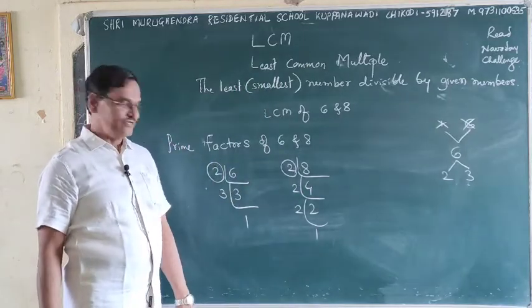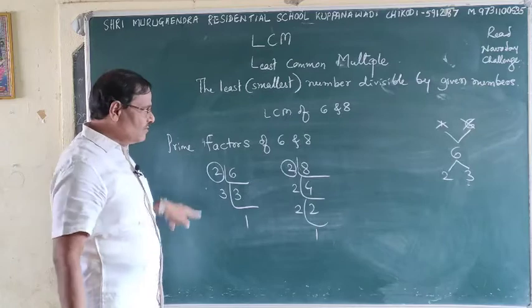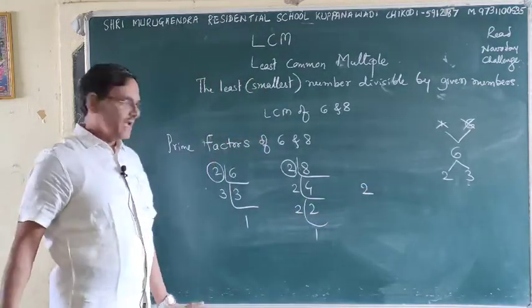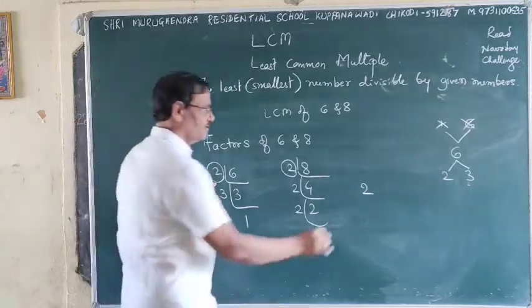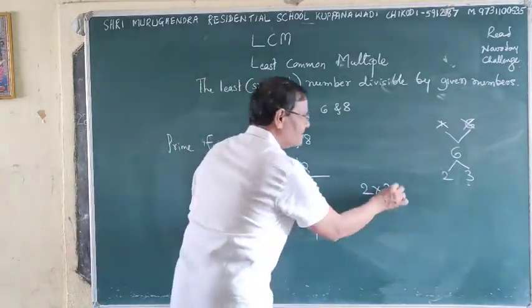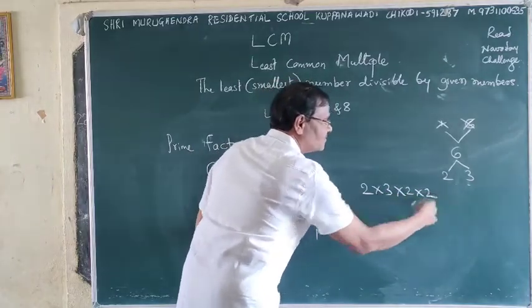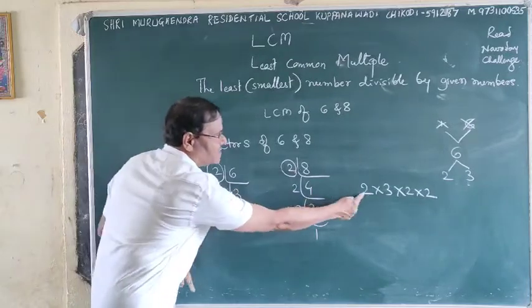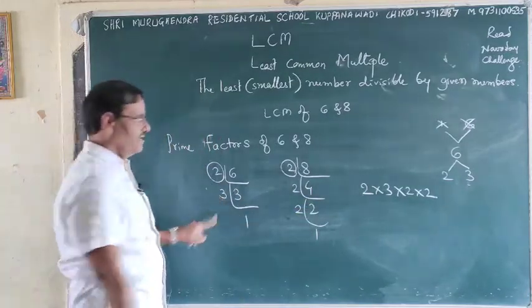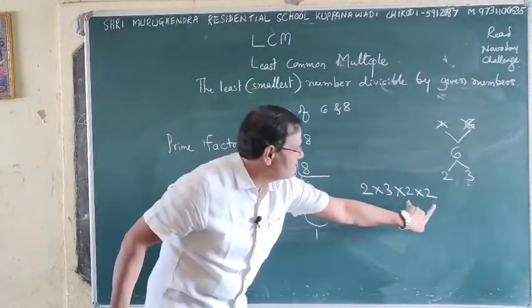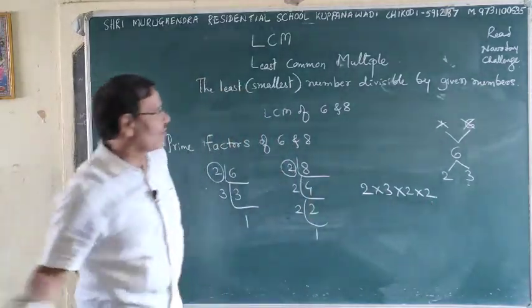Common should be rounded. Then the common should be written only once. And what remained here is 3. What remained here are 2. Isn't it? Common is once. Here it is 3 once. Here the 2's are different. Okay.